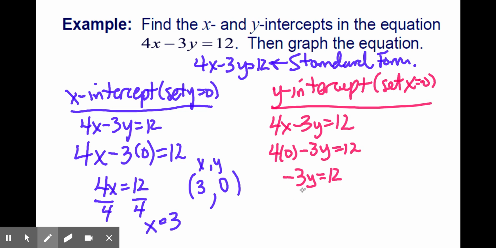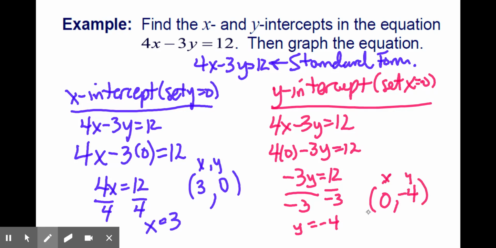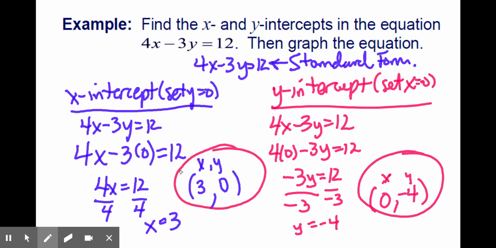Okay, divide both sides by negative 3 to get y alone. And we have y equals negative 4. So we have a point at x is 0, y is negative 4. 0, negative 4. Okay, so now we have our 2 points. 0, negative 4 for the y-intercept. 3, 0 for the x-intercept. And now we're going to have enough points to graph it.